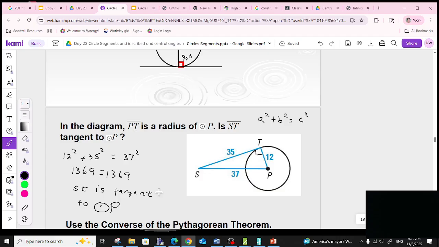You thought you were done with Pythagorean theorem. And I bet you thought to yourself, why in the world would we use Pythagorean theorem when we're talking about circles? I thought that was only for triangles. Right? But it isn't.